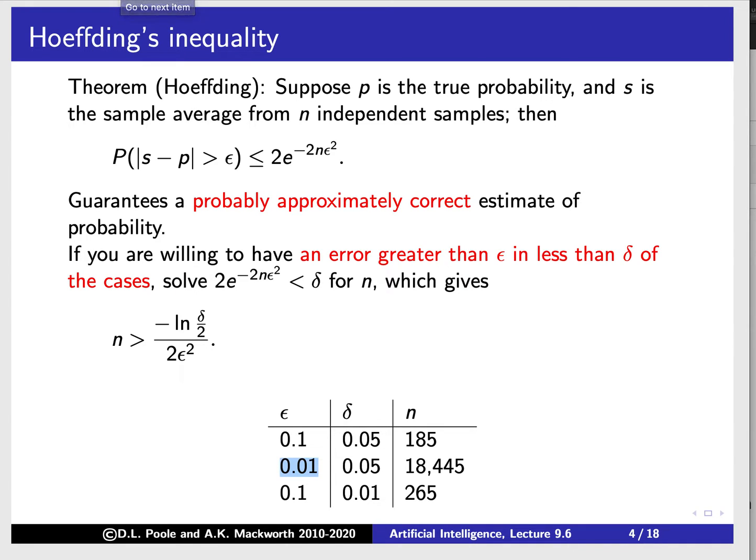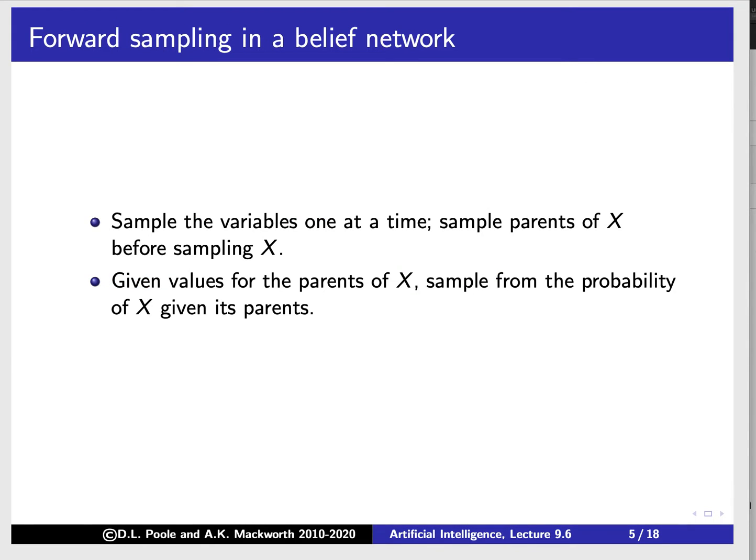All right. So now we have to think about what happens if you have multiple random variables that are not just a single random variable. Here's the first idea: we can do forward sampling in a belief network. So we're going to sample the variables one at a time. We're going to generate lots of samples, but we're going to generate each sample one variable at a time, and we're going to make sure we sample the parents of x before we sample x. But now given values for the parents of a variable x, the probability of x given its parents is just a normal one-dimensional distribution. We know how to do this, right?